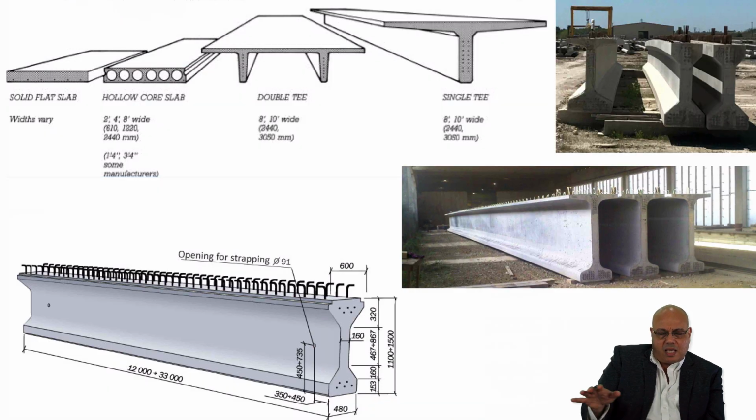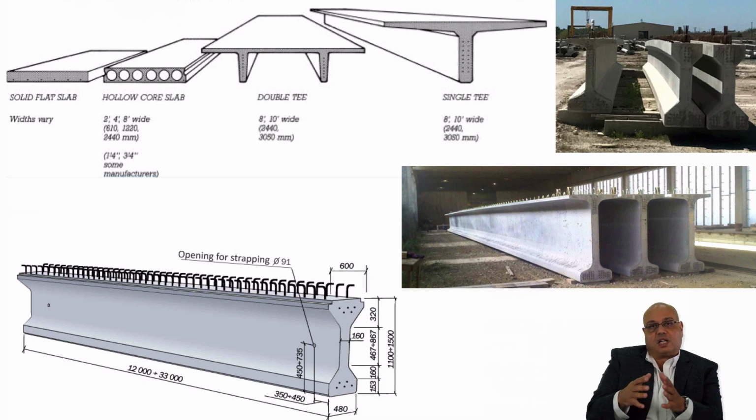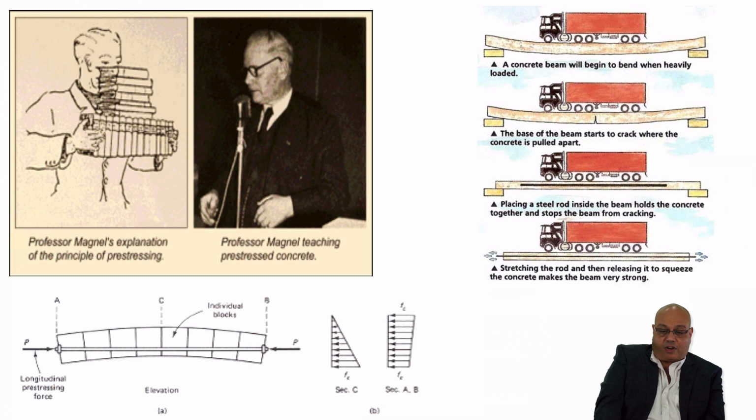The main elements that I want you to be familiar with are the solid flat slab, and that can be pre-stressed, and the one next to it, which is a hollow core slab, and then the third one, which is a double T, and then the single T, and then from that you can design the AASHTO girder or the FIB. So this is what we are going to have through our pre-stressed concrete class.